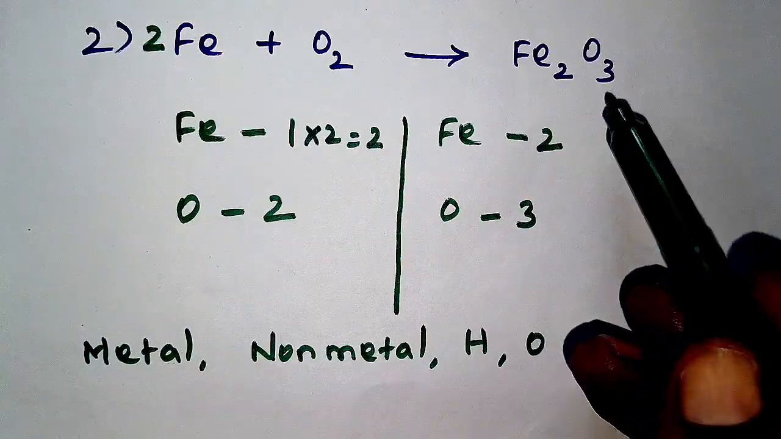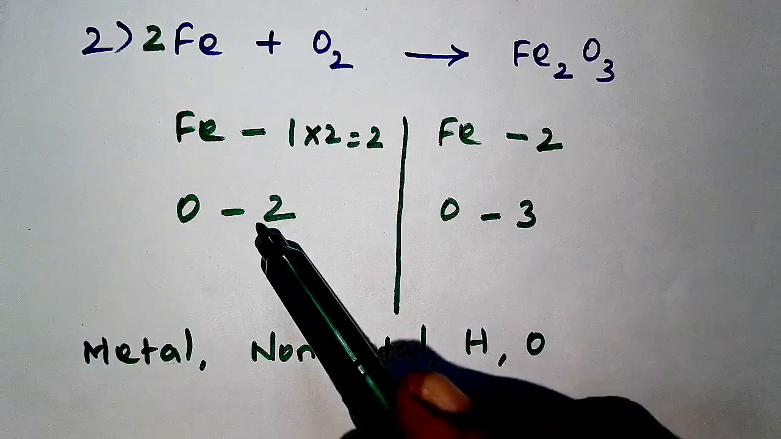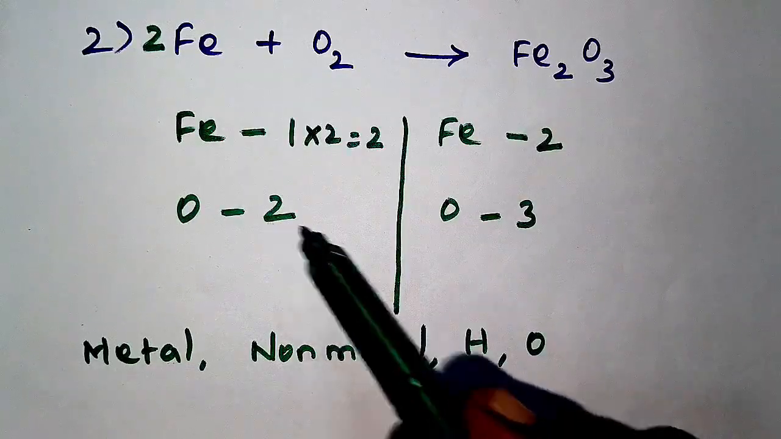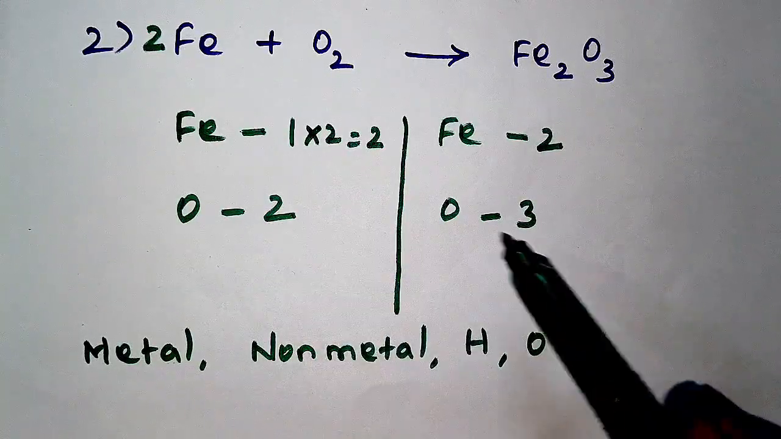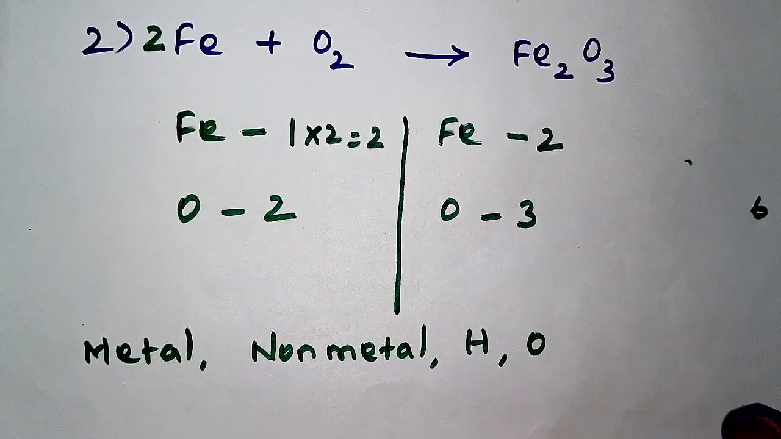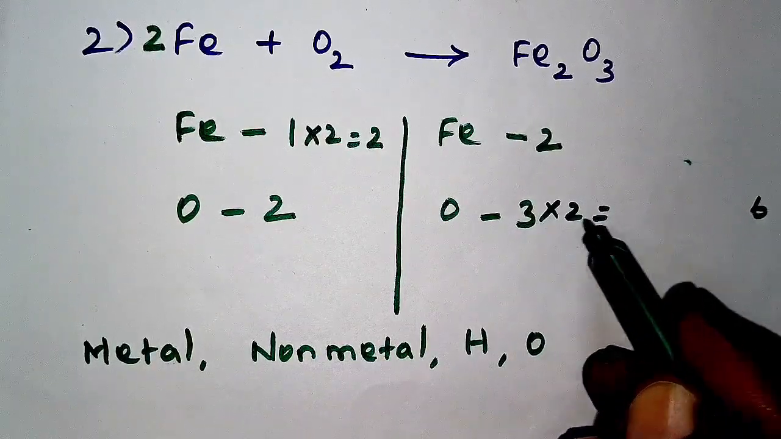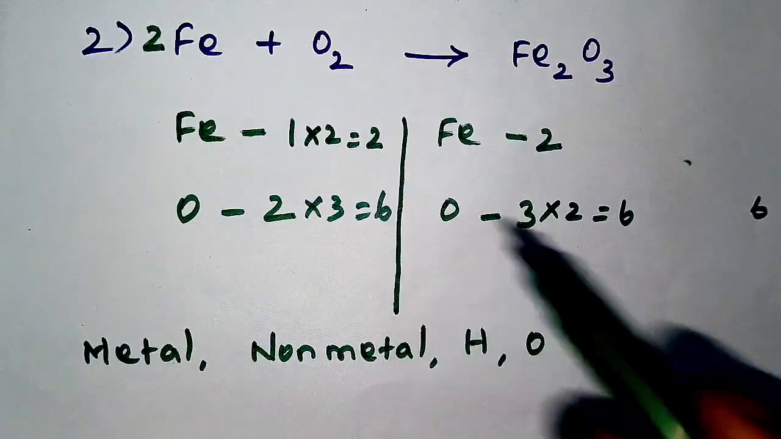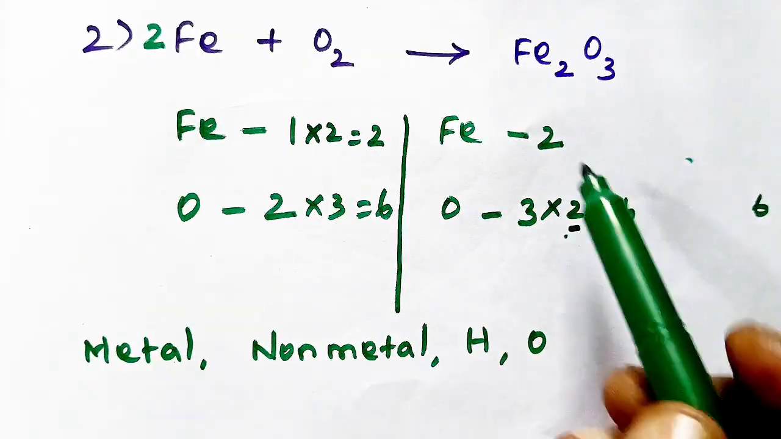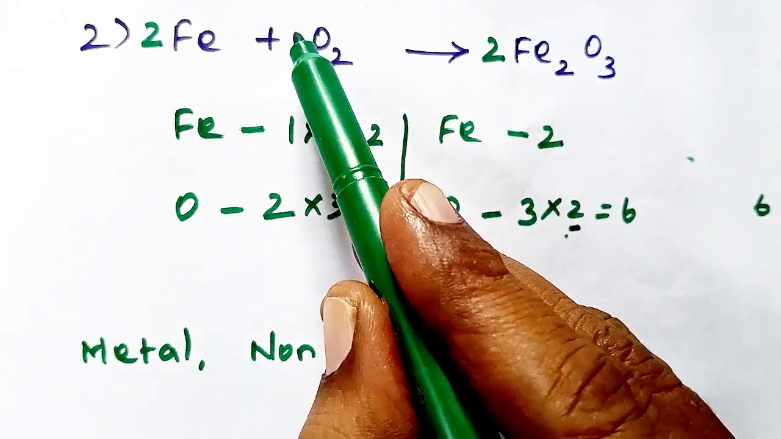Okay, then balance oxygen. Here oxygen is 3, here oxygen is 2. So find a common multiple for 2 and 3. The common multiple is 6. So multiply here by 2 to get 6, and here by 3 and we will get 6. On the product side you multiply by 2, so just put 2 here, and 3.